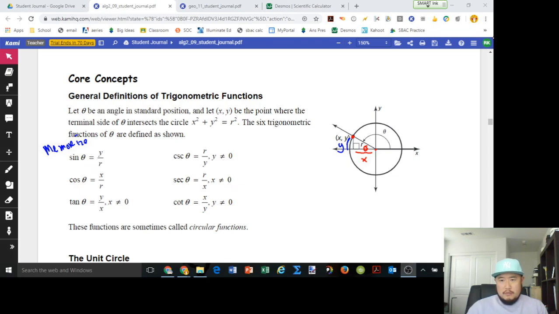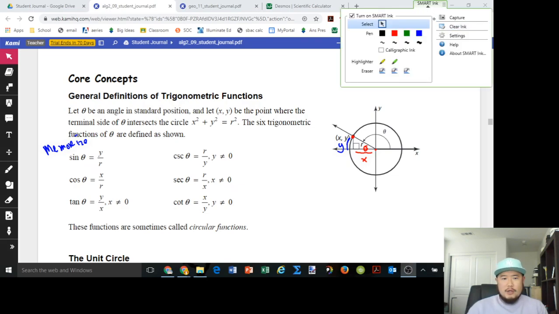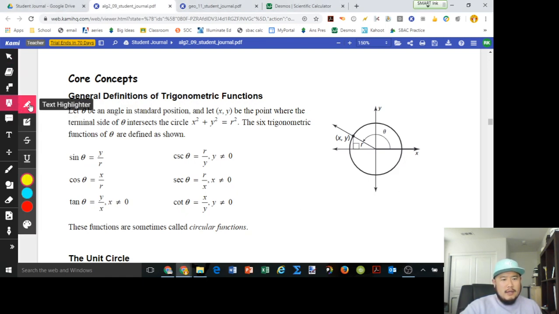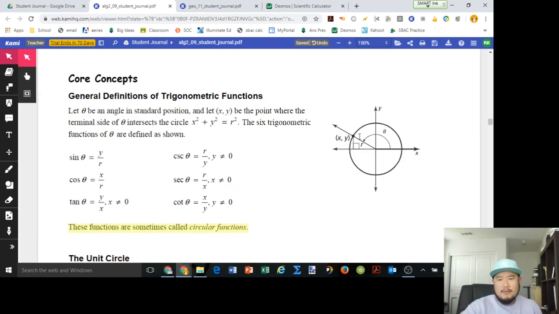All right. To help you memorize cosecant, secant, and cotangent, if you find sine, cosine, and tangent, you take the inverse of those, and that will get you your cosecant, secant, and cotangent respectively. And as it says right here at the bottom, these functions are sometimes called circular functions. Let's go ahead and highlight that. Obviously, hopefully you can tell why they're circular functions, because we're dealing with a circle right here.